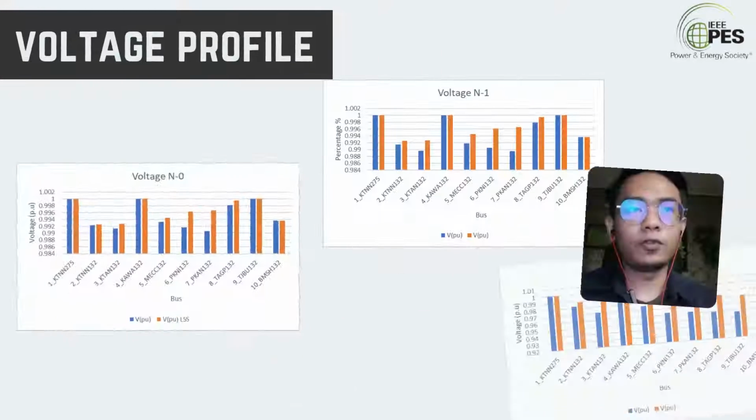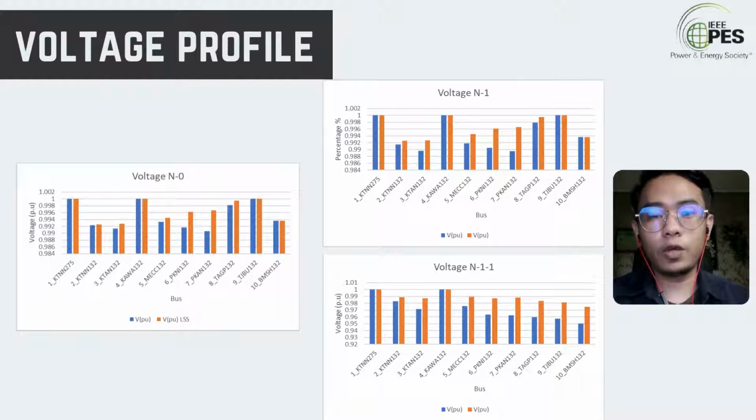Okay, so next is voltage. So voltage profile when contingency happens. So I'll go straight to the point. If they have LSS in the system, the voltage profile will improve. As you can see here, I take an example at voltage profile at contingency N11. So at contingency N11, I blackout bus 9.